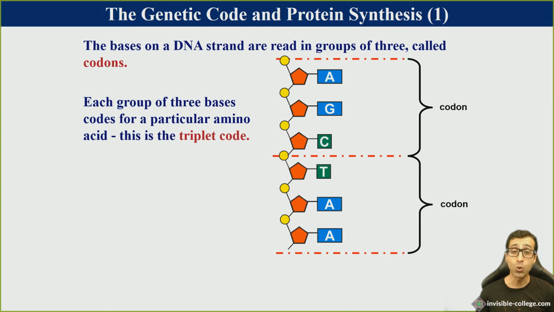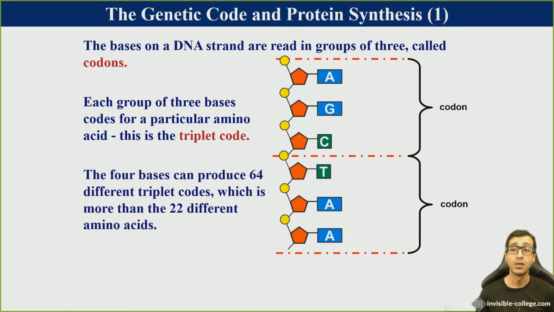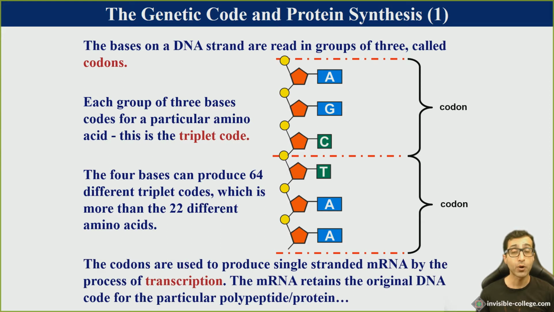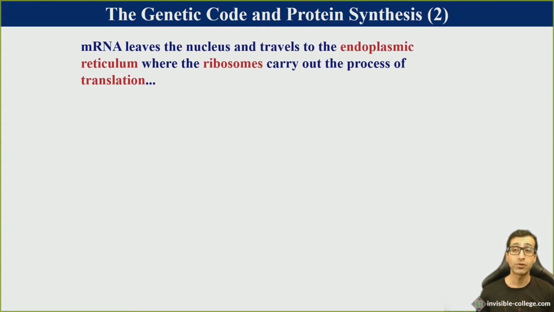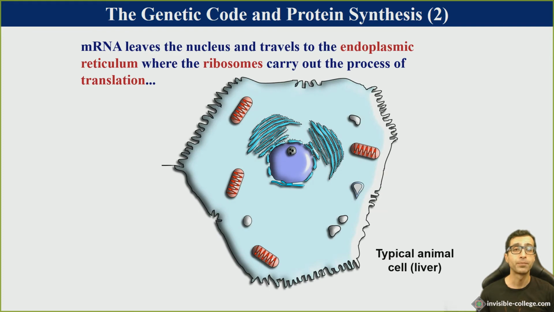Now, this is way more than the 22 different amino acids found in natural proteins. So the codons are used to produce single-stranded mRNA by the process of transcription, and the mRNA then retains the original DNA code for that particular polypeptide sequence. At that point, the mRNA will then leave the nucleus and travel to the cytoplasm, where either in the endoplasmic reticulum or in the free ribosomes in the cytoplasm, the process of translation can then begin.